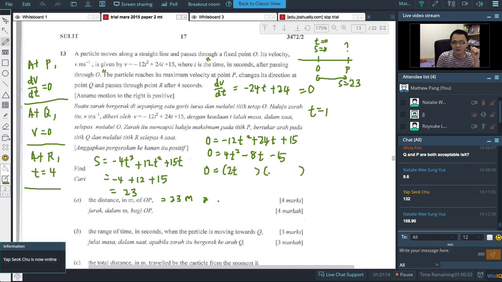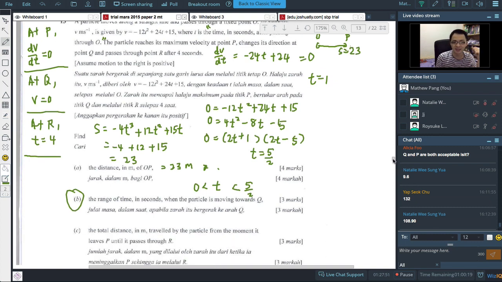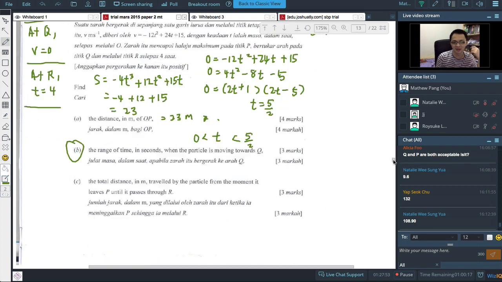So this is 2t, this is 2t, and then this is 5, this is 1, this is negative, this is positive. So the negative root I will always reject here because it will give negative time. But this time is fine. So t equals 5 over 2. So the range for B is very easy. Time is basically from 0 to 5 over 2. The particle is moving toward Q until 5 over 2, then the particle will make a U-turn. Alright, this is the basic idea. Then you can easily get 3 marks. You just need to understand and factorize it.